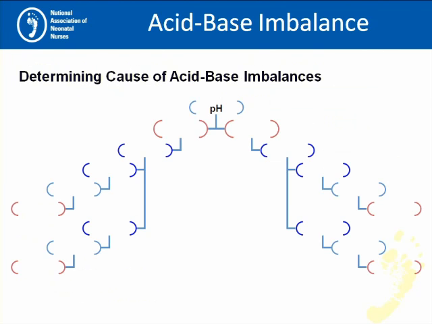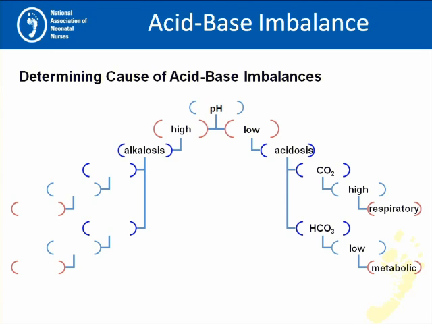Determining cause of acid-base imbalances. Determine if the pH is high or low, alkalosis or acidosis. Low pH indicates some type of acidosis. Next, look at PCO2 and bicarb. High PCO2 indicates respiratory acidosis. Low bicarb indicates metabolic acidosis.